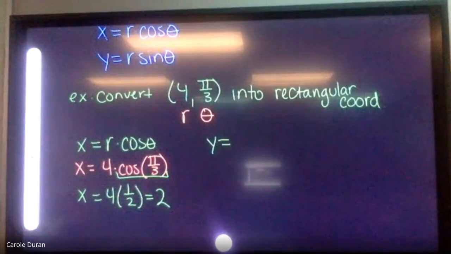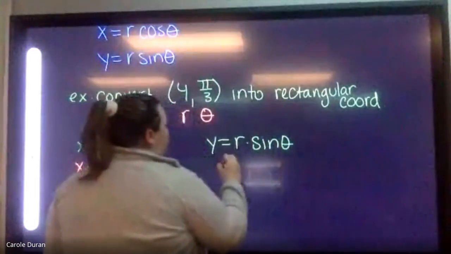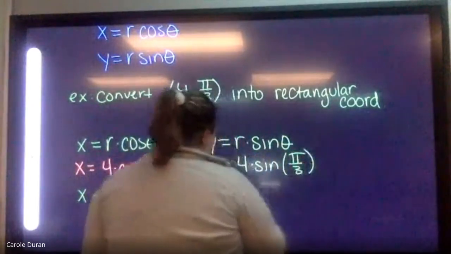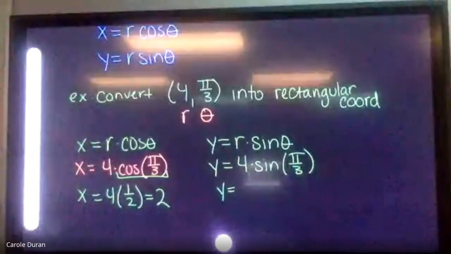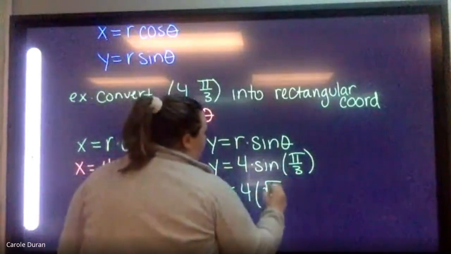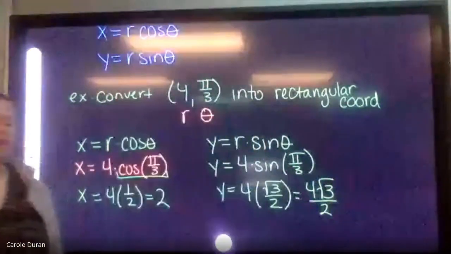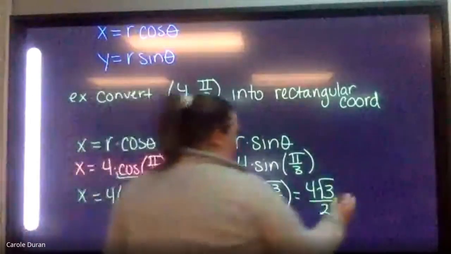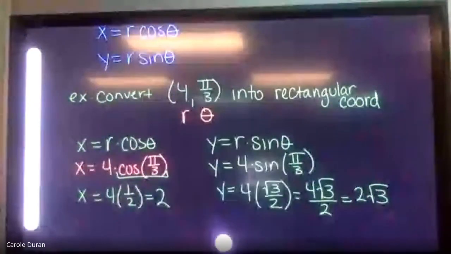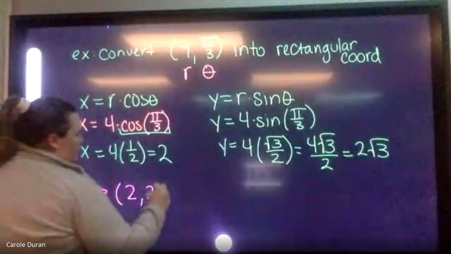I'm going to do the same thing for my y coordinate. y is equal to r times sine of theta. Again, plugging in the theta and the r from above, I get 4 times sine of pi over 3. So what's sine of pi over 3? Square root of 3 over 2. So I get 4 times the square root of 3 over 2, which becomes 4 root 3 over 2. The 2 and the 4 reduce to just 2 times the square root of 3. So (4, pi over 3), when converted into rectangular coordinates, becomes (2, 2 root 3).